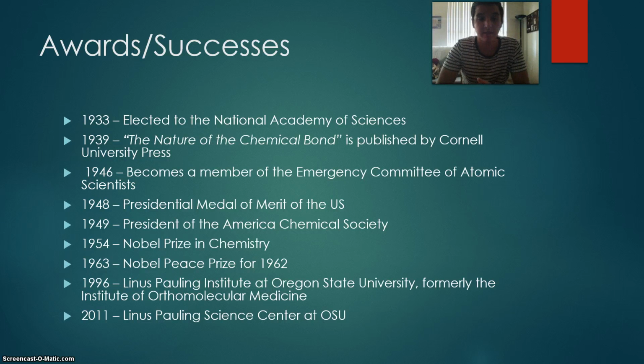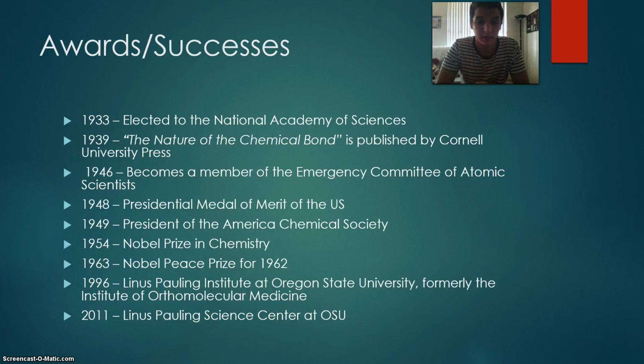In 1948, he received the Presidential Medal of Merit by the U.S. for his help in World War II. In 1949, he became the president of the American Chemical Society. In 1954, he received the Nobel Prize in Chemistry for his work in chemical bonds. And in 1963, he received the Nobel Peace Prize for 1962. He was the only person in history to ever get 2 Nobel Prizes that are not shared with other people.